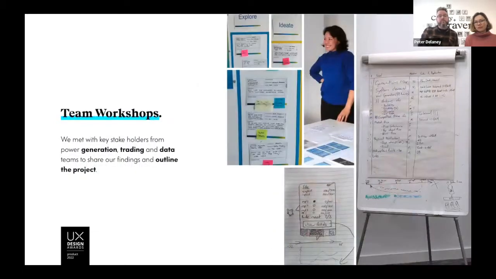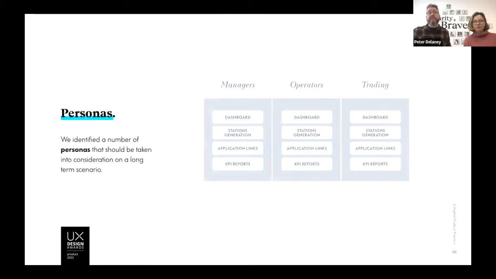Then we did some team workshops with the key stakeholders. Those key stakeholders were from power generation, trading, and the data teams to share our findings and outline the actual project itself. From there, we figured out that we have certain personas. Those personas look at things in different ways and want different objectives. So we tried to figure out what exactly they needed from a data standpoint, and then incorporate it in the most simplistic way into those visuals and into those dashboards as well.